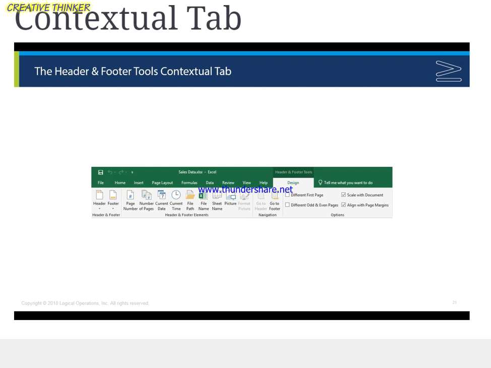Over on your options, you see the options for how often to repeat it and on what pages, etc. We talk about this because we want to make sure that we see that this additional ribbon tab became available just because we selected the header.